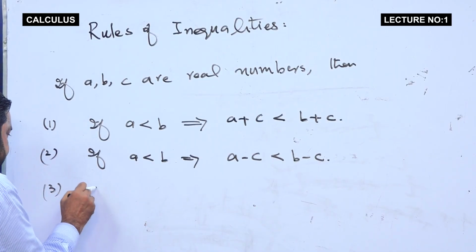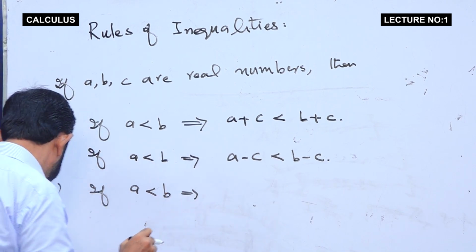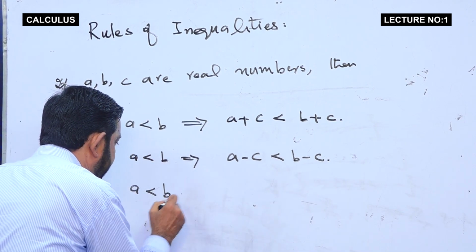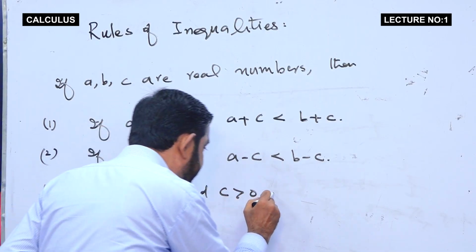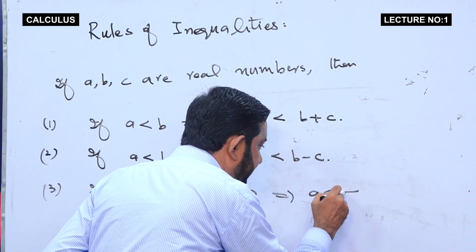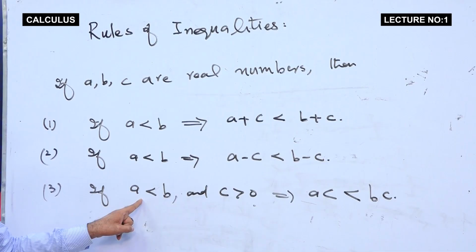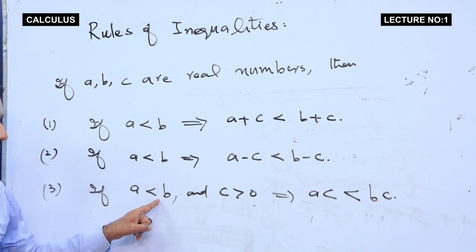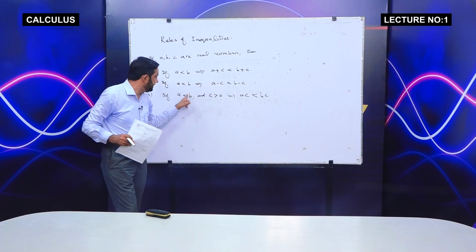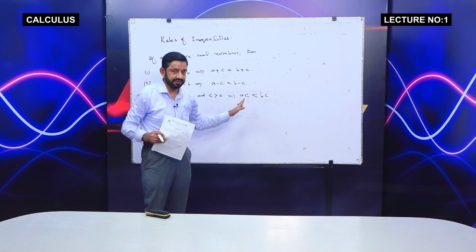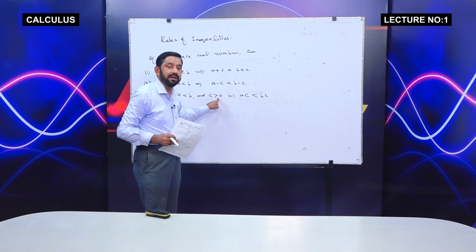The third is, if a is less than b and c is a positive real number, c greater than 0, this must imply that ac is less than bc. It means that if we have the inequality a less than b, and we take the product on both sides with a positive number greater than 0, then the inequality remains unchanged. But in the other case, if we have c less than 0, then what happens?